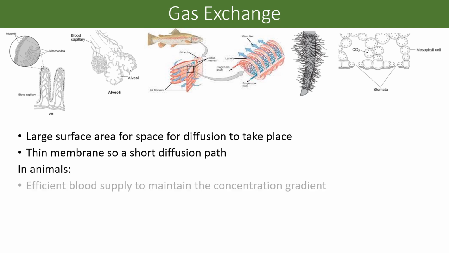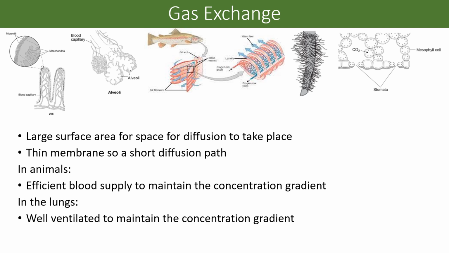In animals, we can talk about having an efficient blood supply, and that helps to maintain a concentration gradient. If you can have a big difference in concentration, this means your rate of diffusion can occur much quicker. Having an efficient blood supply means that substances can be moved away quickly and maintain that concentration gradient.